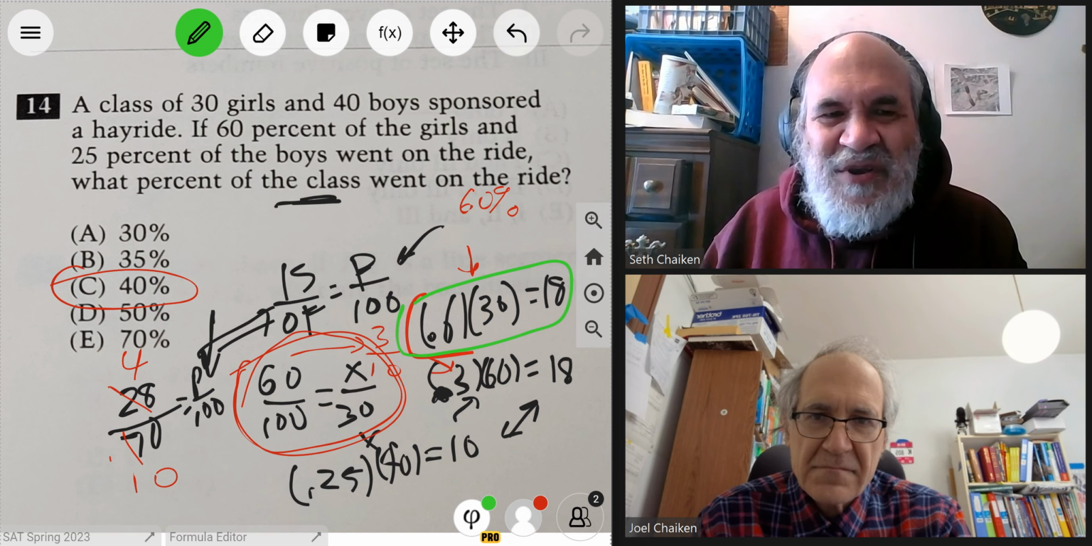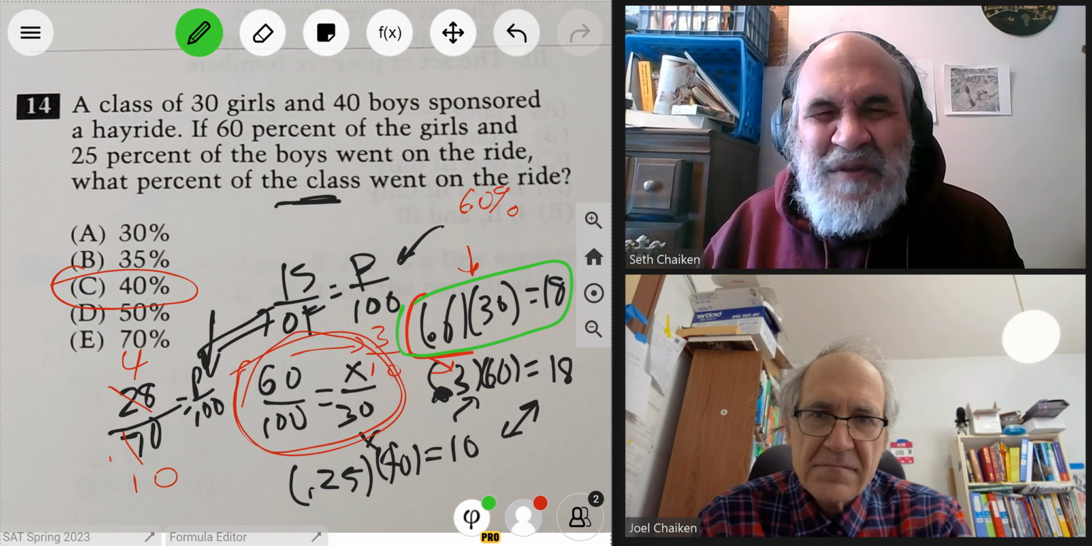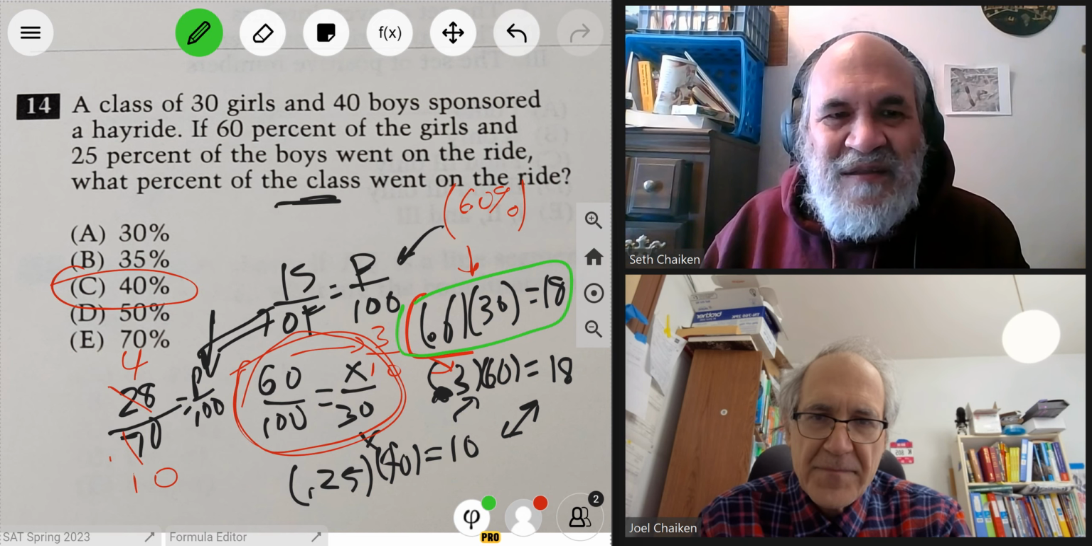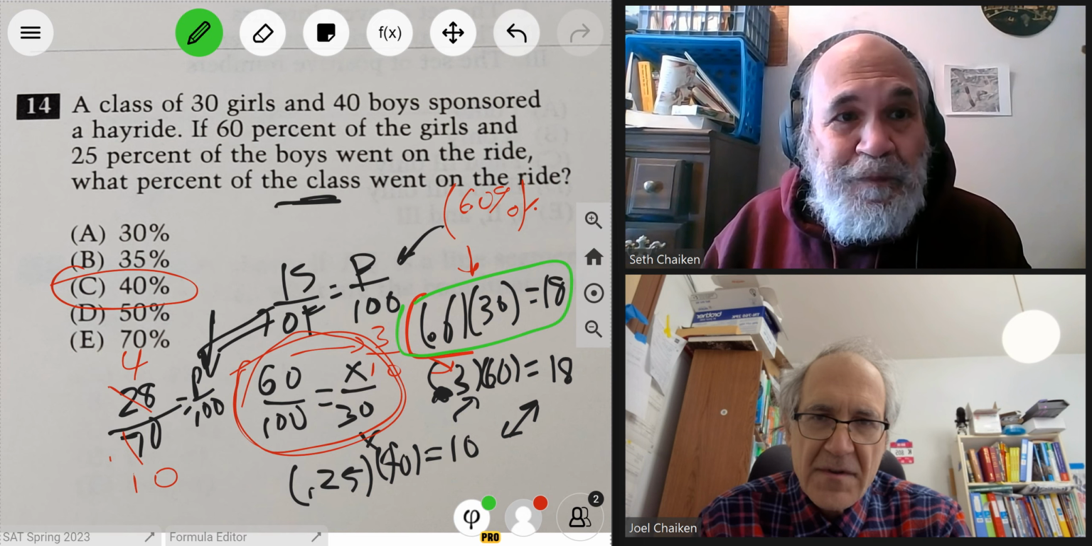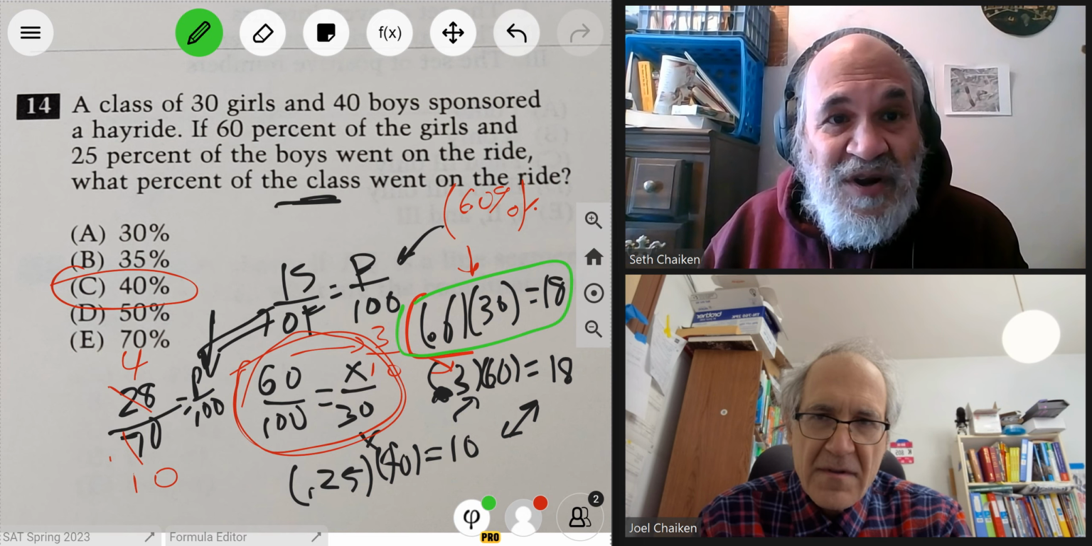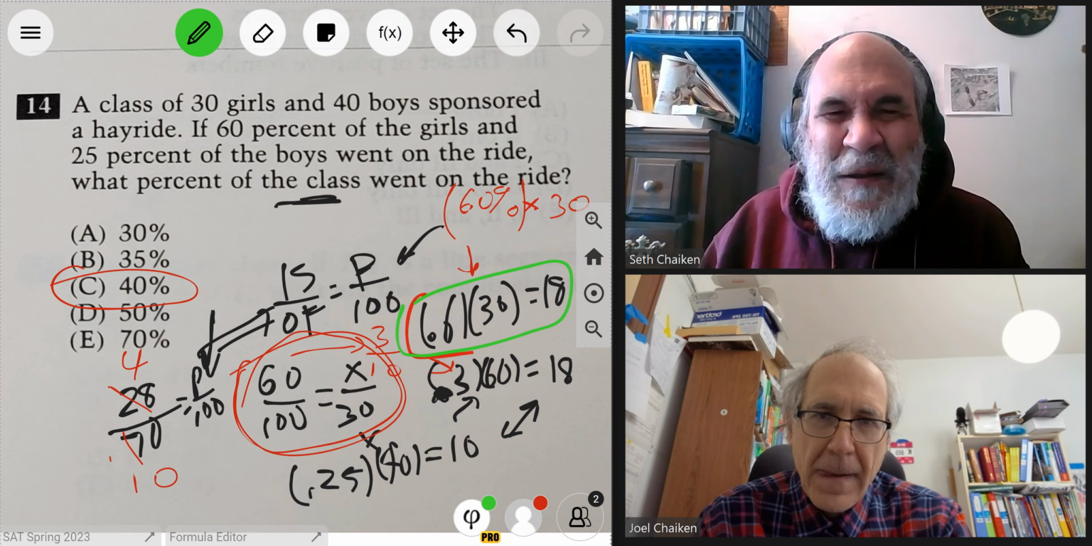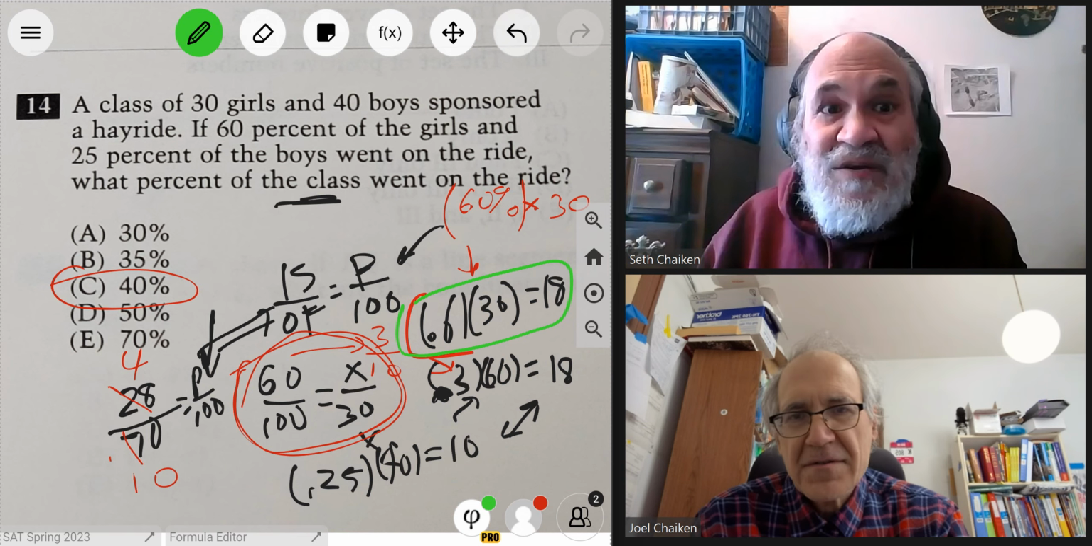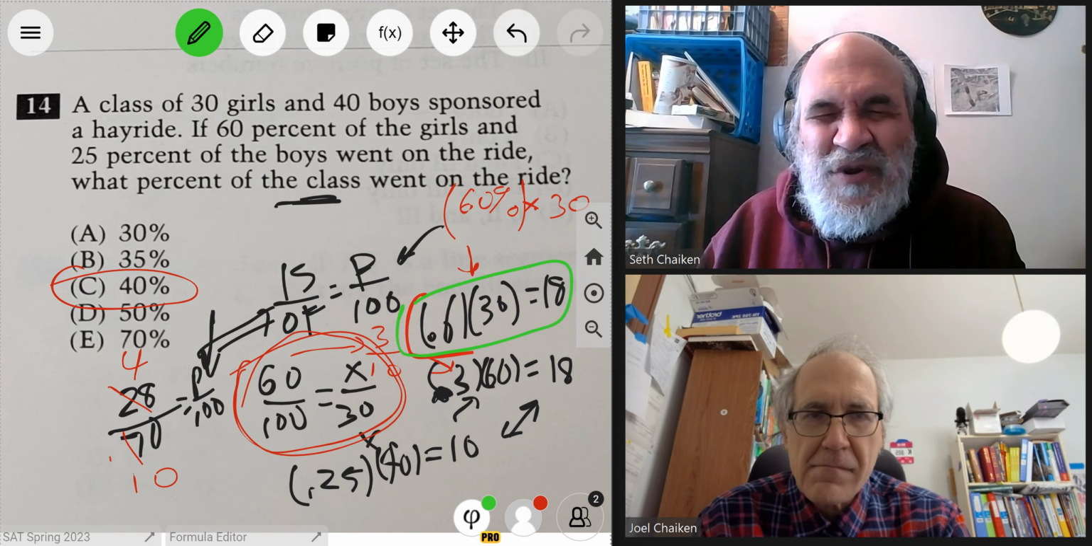Use a 2-term expression that you just simplify. 60% of the girls, 60% times the number of girls. Right, 30. And that gives it right away. That's right. And then you calculate it.